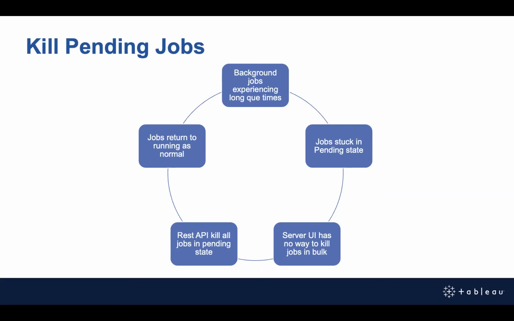So our first reaction was, okay, let's go to the Tableau server, let's kill these pending jobs. But on the Tableau server UI, there's no way to kill background jobs in bulk. You have to manually go to the jobs and click on each one and click kill. We had thousands of jobs stuck in this pending state. That's not feasible to do. I did some little research and I realized, hey, with the REST API, we can actually query every pending job and kill it automatically. So I quickly developed a Python script to kill all the pending jobs.